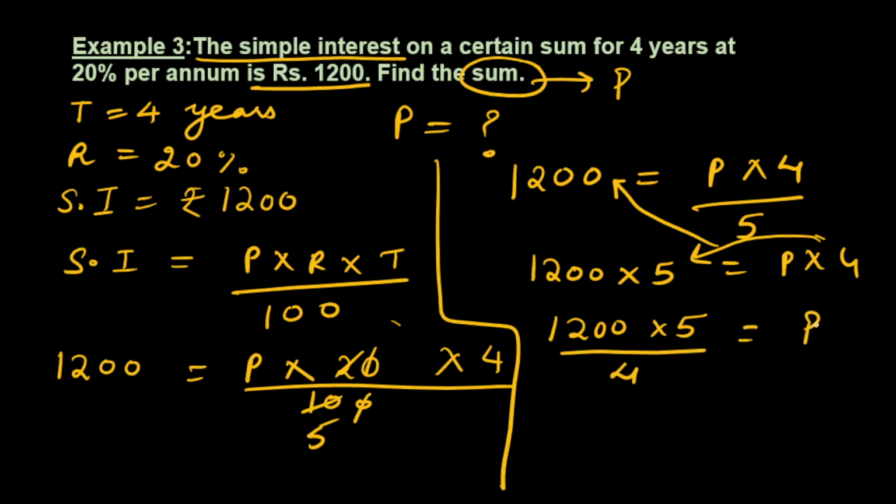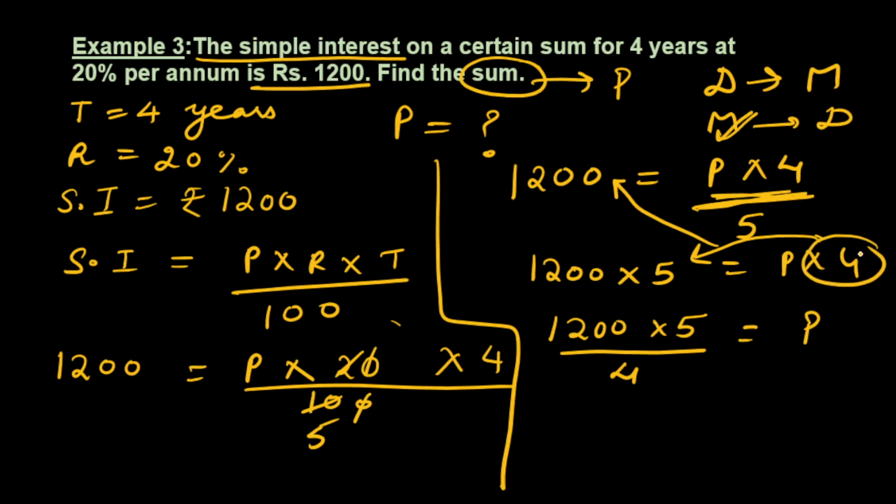So just remember, whichever thing we have to find, that we will keep on the same side. So here P we are finding. So P I am not shifting here and there. P I am keeping there itself. First of all, 5 I shifted. When I shift 5 to the other side, because it's getting divided with P, it will get multiplied, because division changes to multiplication and multiplication changes to division. 4 is getting multiplied, so when we are shifting it to the other side, it will get divided.